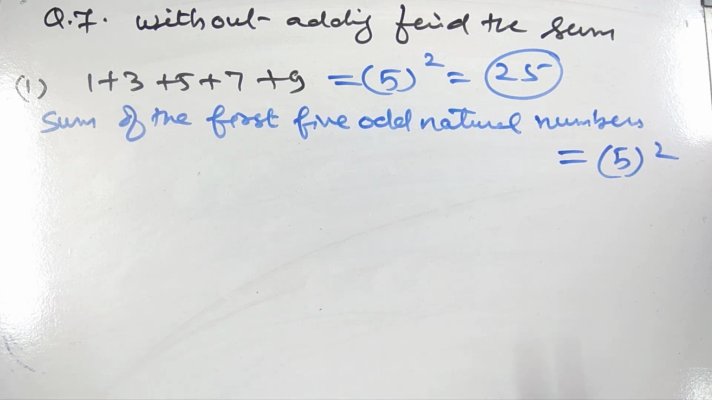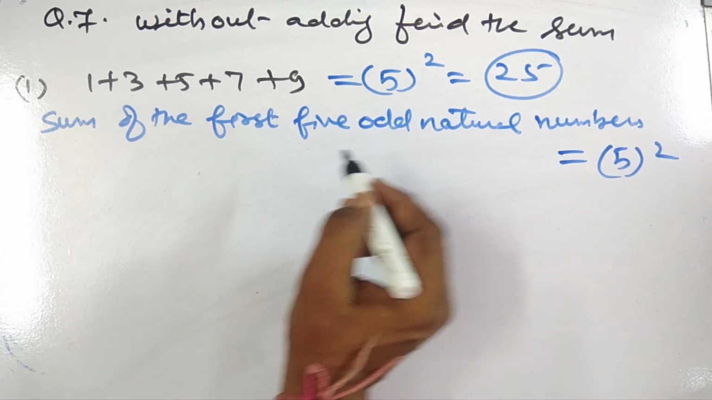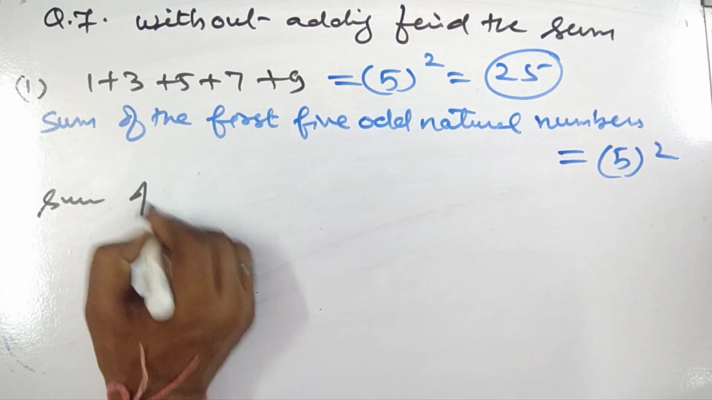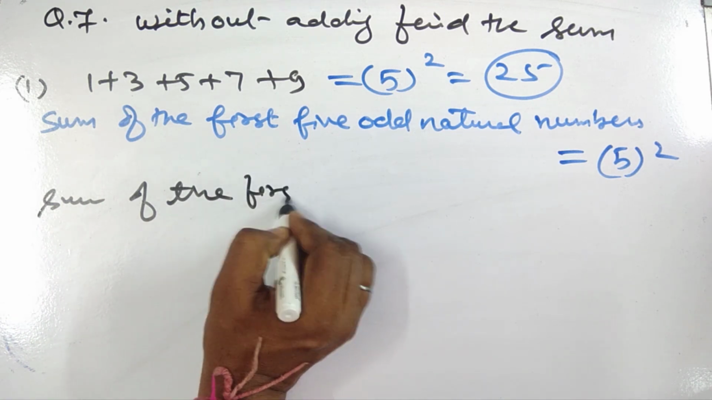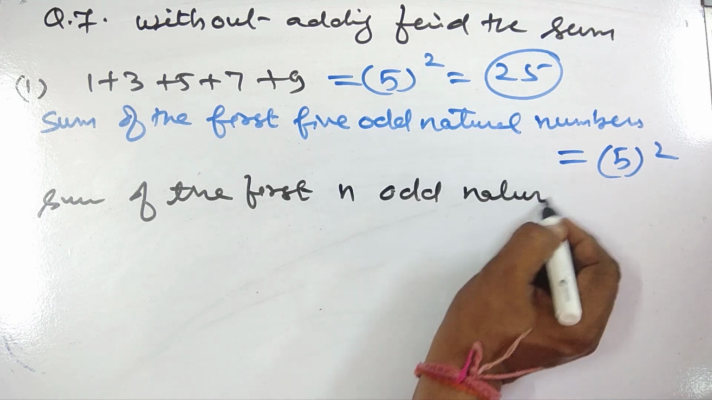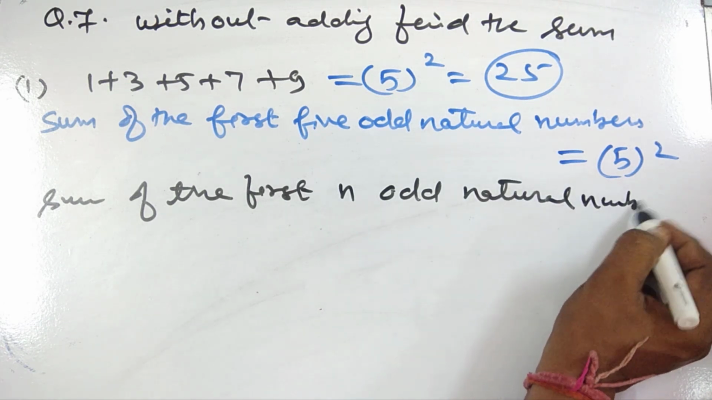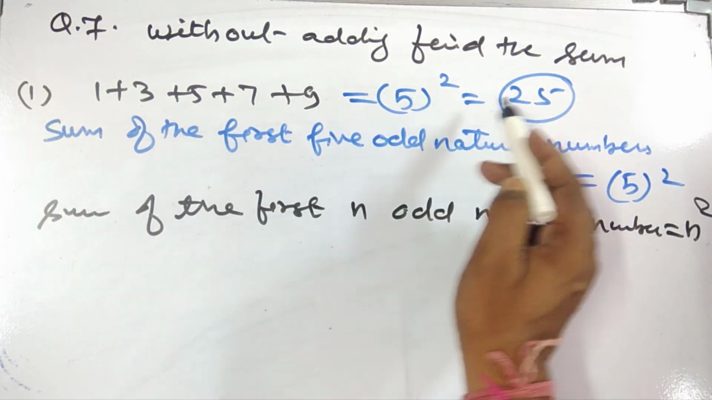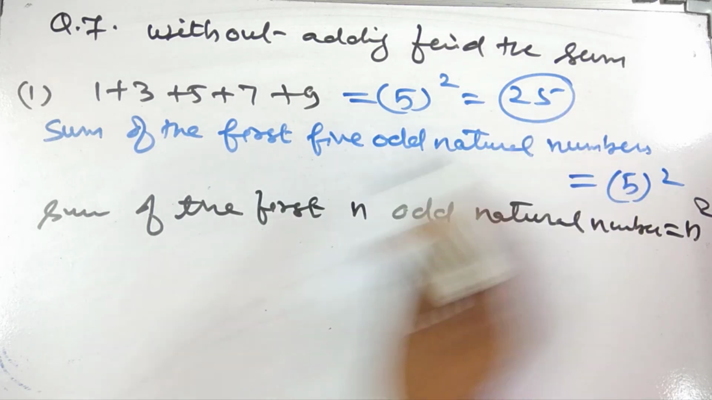Students, this is the formula you all studied in the previous lecture. The sum of the first n odd natural numbers is equal to n square. So the sum of the first 5 odd numbers is equal to 5 square.